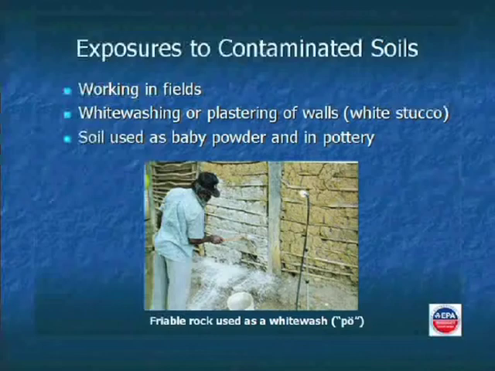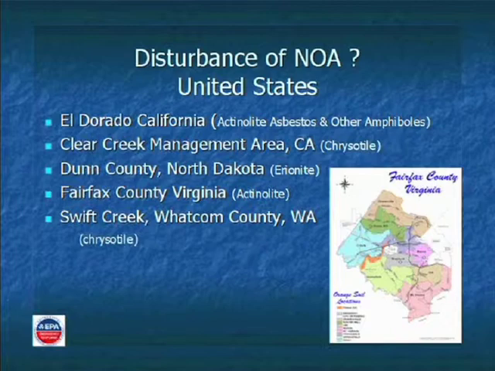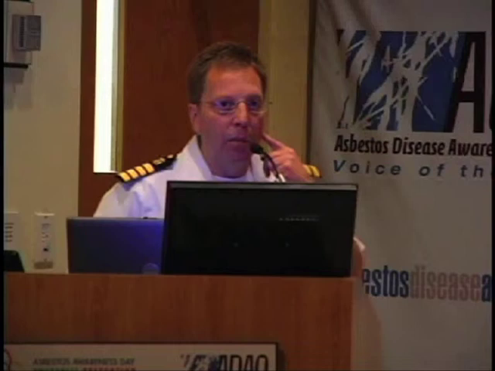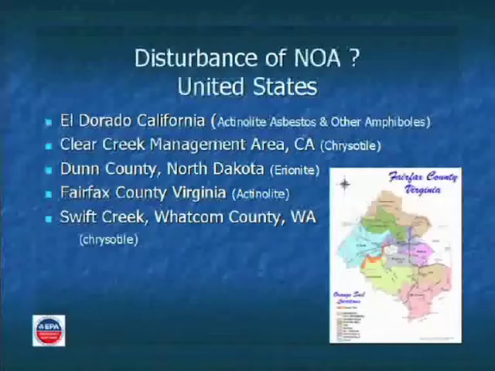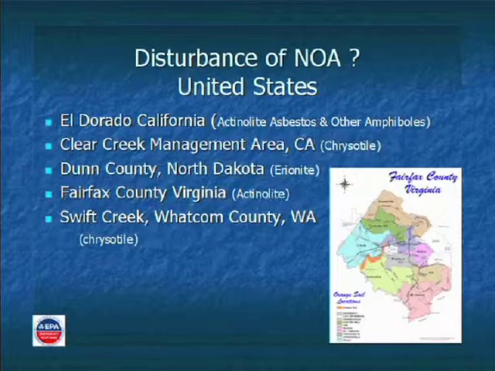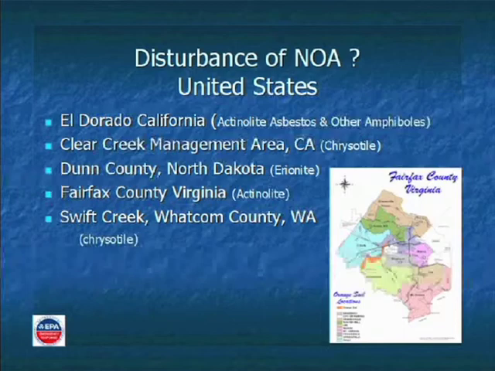What about disturbance of naturally occurring areas in the United States becoming more of a larger issue, especially as we begin to develop areas in places that have asbestiform deposits? El Dorado, California is one that's been controversial lately. EPA is working on that. Actinolite asbestos and other amphiboles. Clear Creek Management Area is a chrysotile deposit in California.